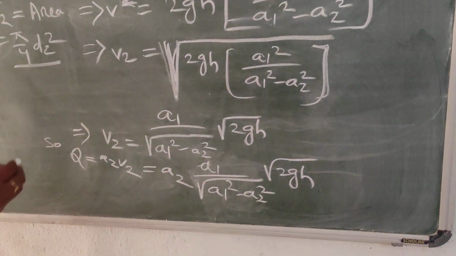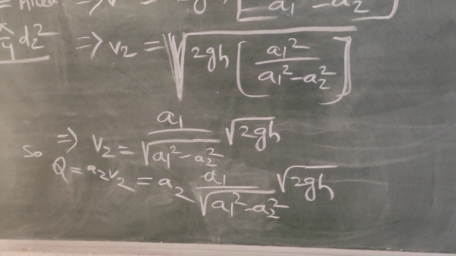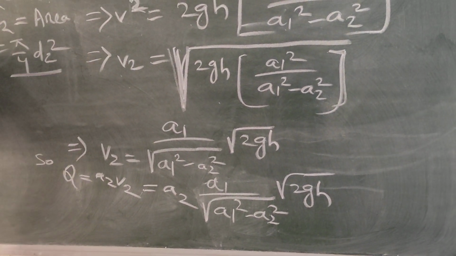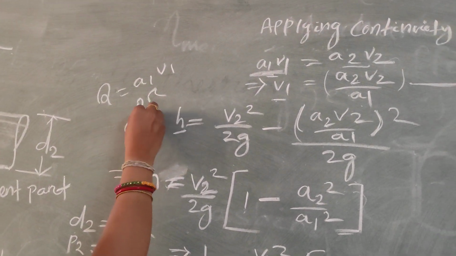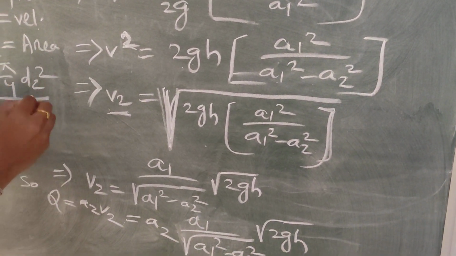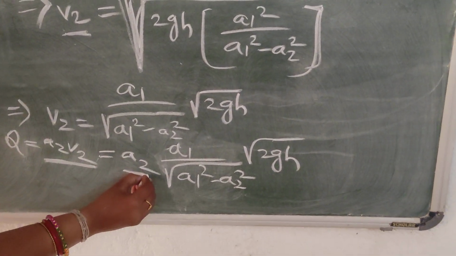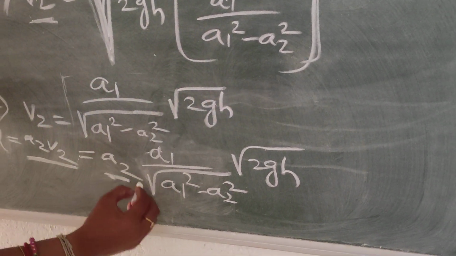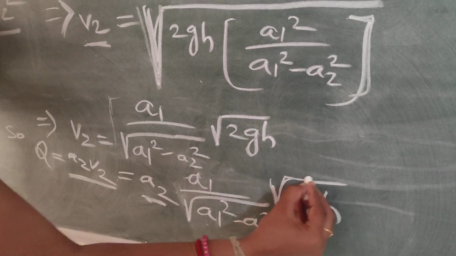So after that, putting the value in this continuity equation, that is A1 V1 is equal to A2 V2. So here we know that Q equal to A1 V1 or A2 V2. So here we find the value of V2. So that's why we can put Q equal to A2 V2. The value of A2 is constant, and V2 value we have already found here, that is the value of V2, A1 by root over A1 square minus A2 square, whole into root 2gh.